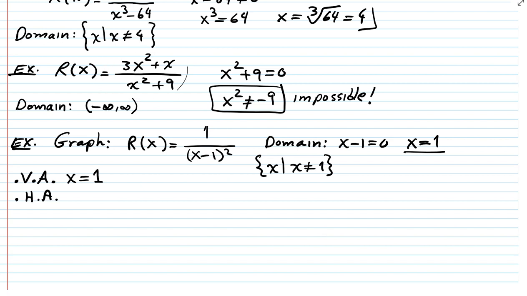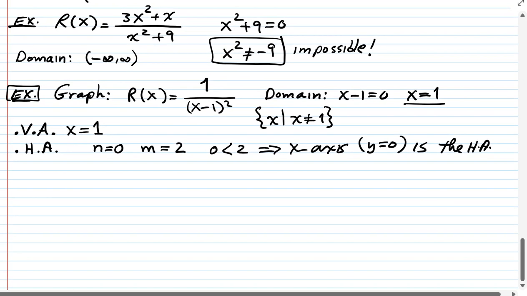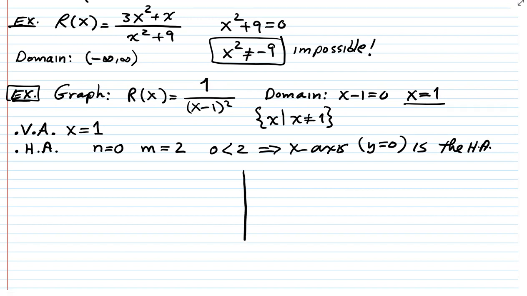We want to graph this example. This one. Well, degree of numerator, horizontal asymptote. I'm going to say n is, what's the degree of a constant? 0. And the degree of the denominator, m, is 2. 0 is less than 2, so that means the x-axis, or line y equals 0, is the horizontal asymptote. Okay, so we have that one. And because it has a horizontal, it cannot have a slant.